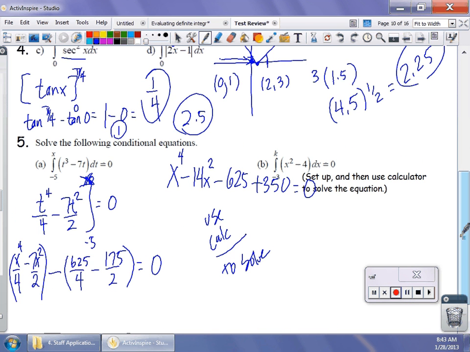Let's see, the next one, similar type scenario. I'm not gonna do that one for you, but it would work the same way. We can take a look at the answers, and this one does say use your calculator. The first one was factorable. This one says use your calculator.